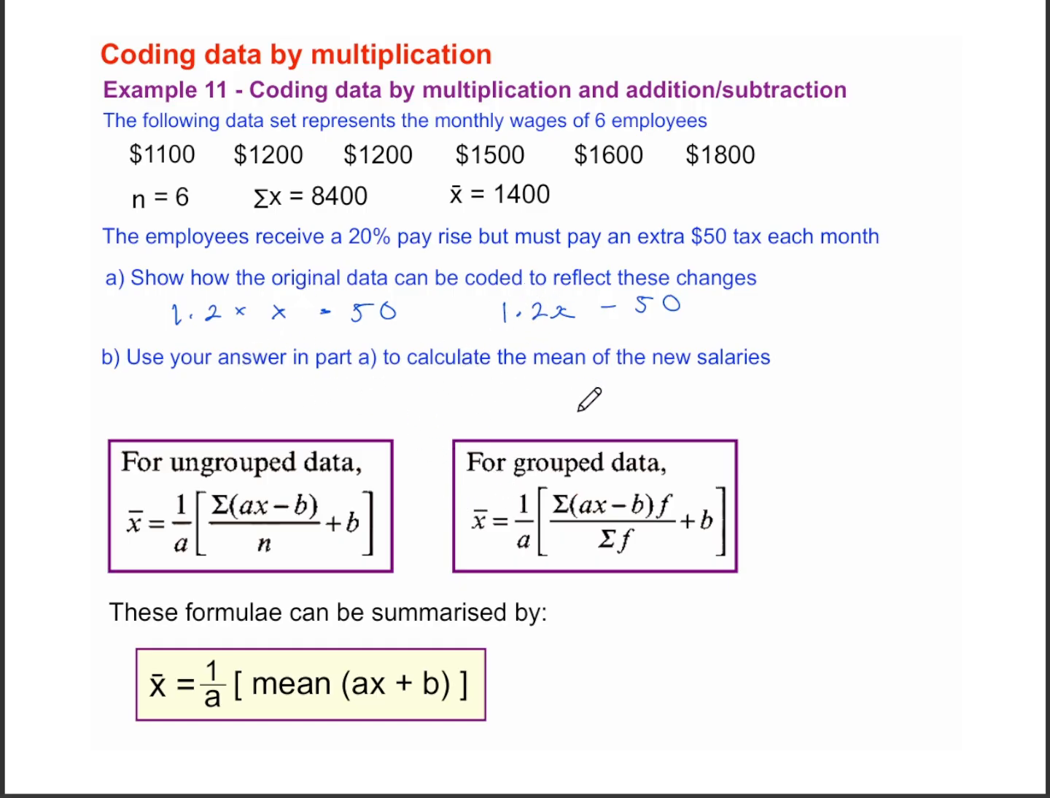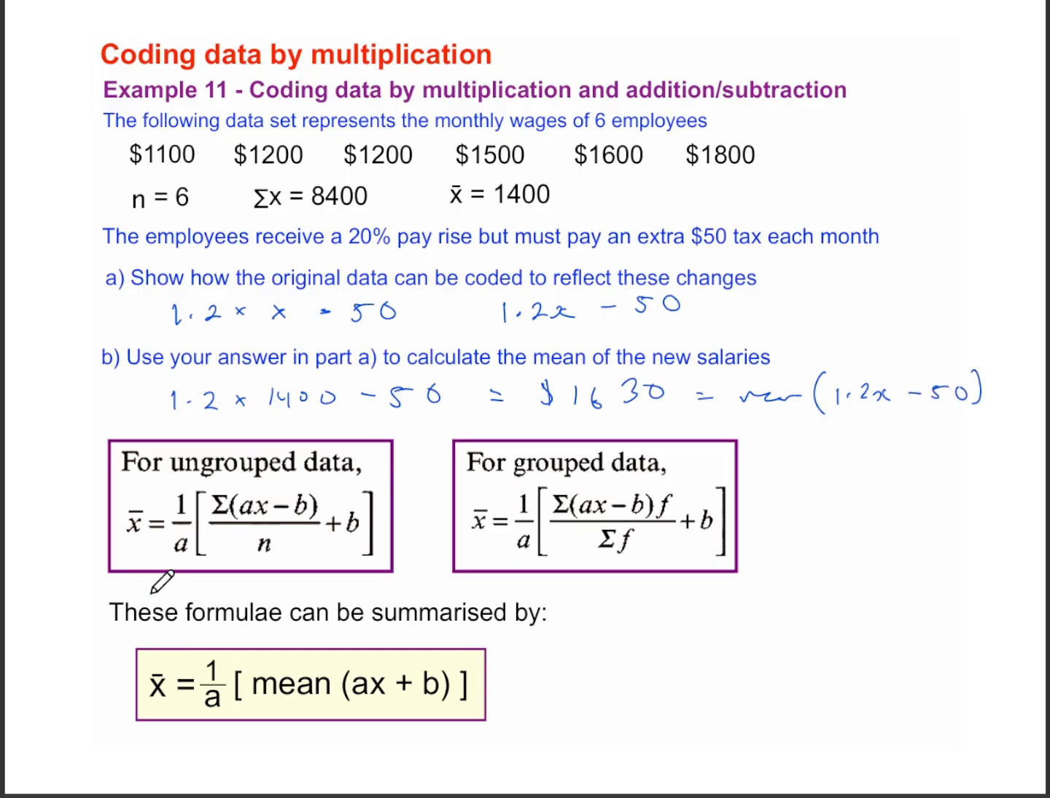Then we're told to calculate the mean of the new salaries. Remember, the mean of the original salaries was 1,400. And so to find the mean of the new salaries, what we will do is just take 1.2 times that 1,400 minus 50. And what we get from here is going to be $1,630. So that's going to be our mean of the 1.2x minus 50.